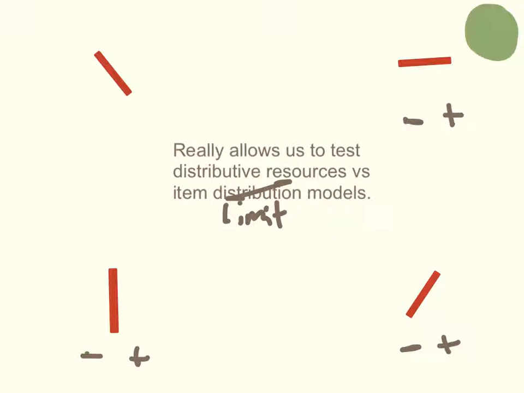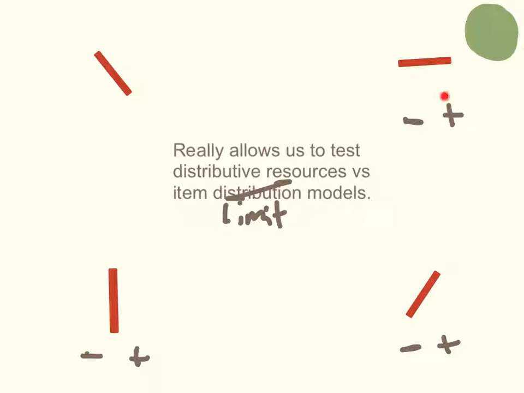Whereas if they're still at 7 items, they can't remember every single change that happened, but they can remember some information about every item or most items, then that would be supporting the distributive resources model.